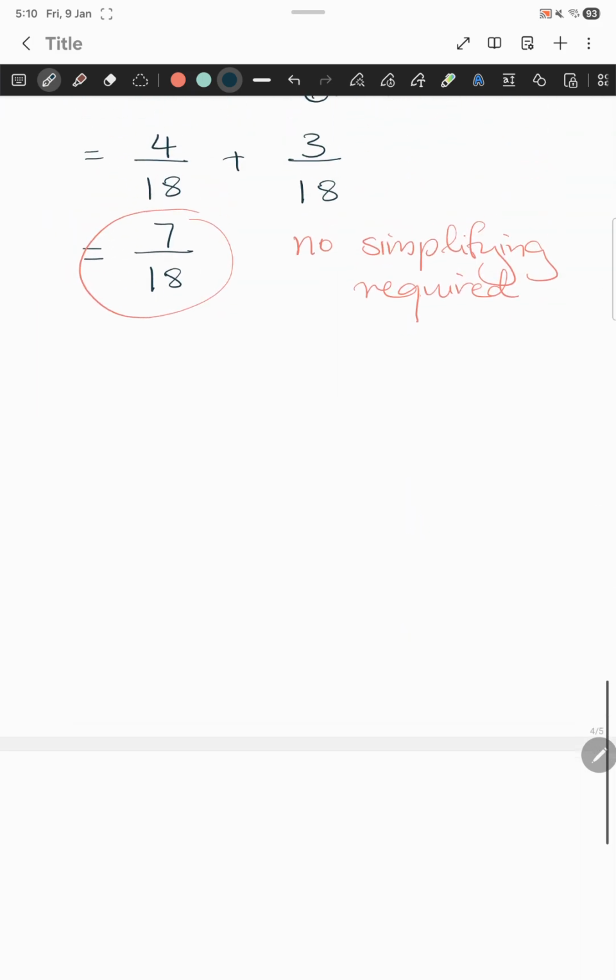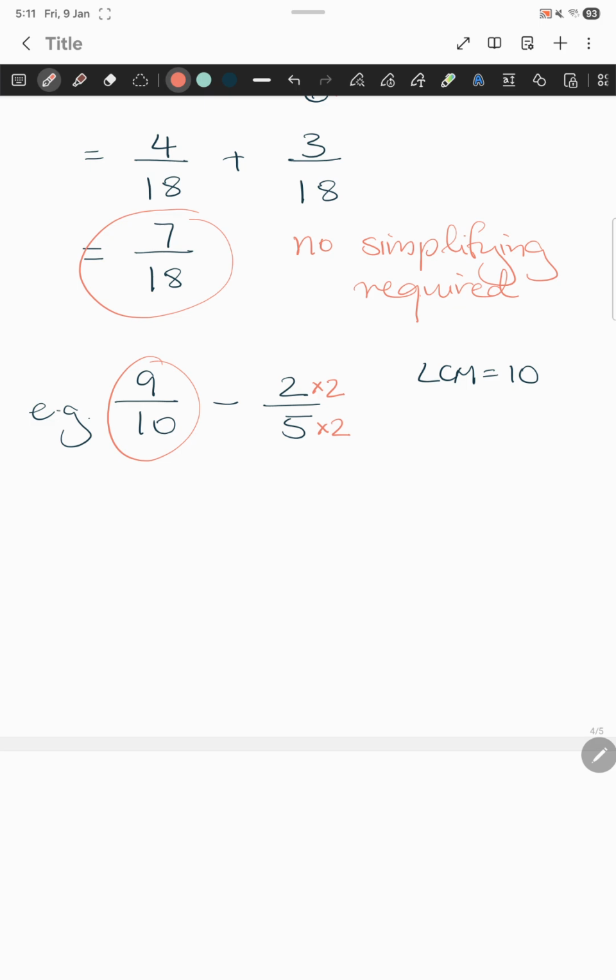So let's say we've got 9 tenths minus 2 fifths. So here, what is our lowest common multiple? Our lowest common multiple is actually 10 because we can easily turn the 5 into a 10 by using 5 times 2, which means I'm going to multiply it also by 2. Now, here on this side, our fraction is already a fraction with a denominator of 10, which means we do not need to change it.